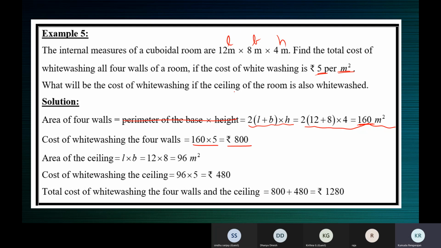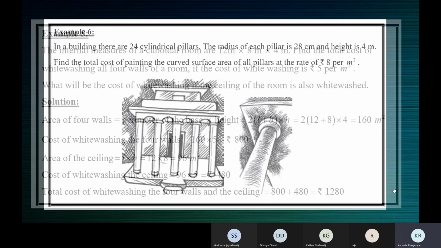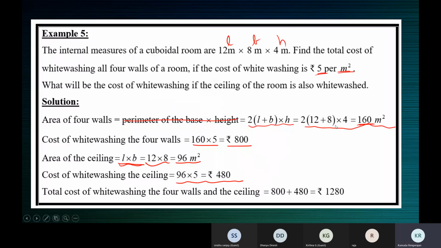If the ceiling also has to be whitewashed, the area of the ceiling, the top face, is L into B. Area of the ceiling is L into B. Then cost of whitewashing the ceiling will be 96 into 5, 480. So the total cost of whitewashing the 4 walls and the ceiling will be 800 plus 480, which is 1,280 rupees.